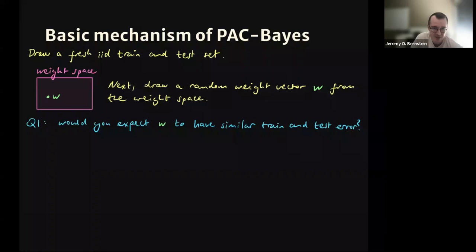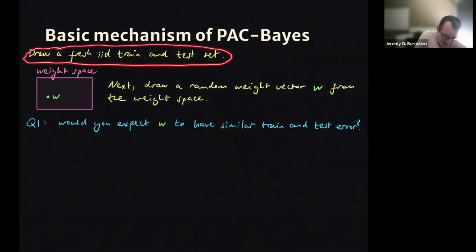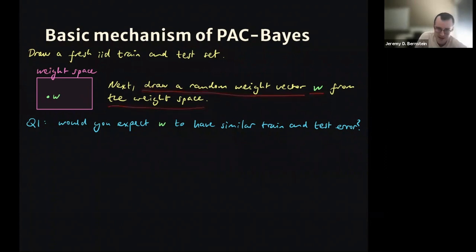So the idea is that we have this situation. I'm going to give you this situation, and you're going to tell me what your intuition is about what should happen. We're going to draw a fresh IID train and test set. Then we have a neural network architecture, and it has a weight space. You're going to draw a random weight vector W from the weight space, and run it on the train set and on the test set. Remember, it's being drawn from the whole weight space, maybe using a Gaussian distribution or some simple distribution.